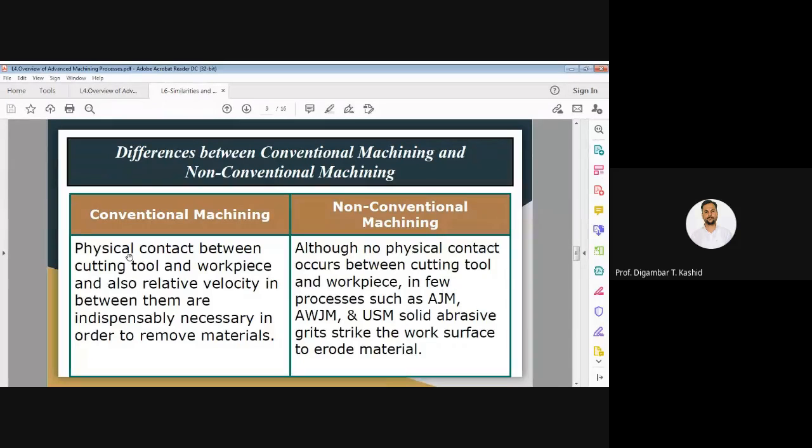But in non-conventional machining, no physical contact occurs between your cutting tool and workpiece. In a few processes such as abrasive jet machining, abrasive water jet machining, or ultrasonic machining, solid abrasive grains, which we can call abrasive slurry, strike the workpiece surface to erode the material. To achieve that erosion action, we give the abrasive slurry between your tool and your workpiece, so that may be your working medium.